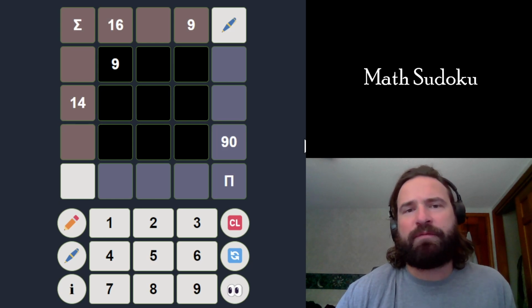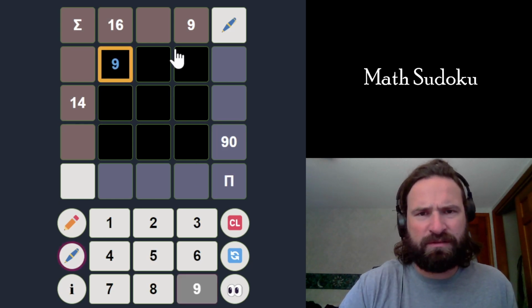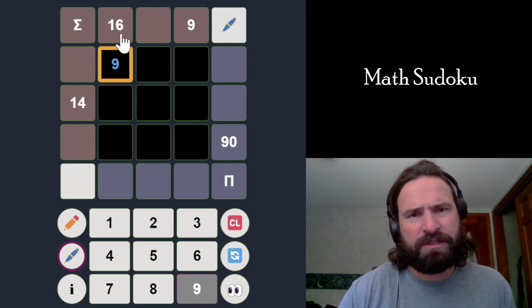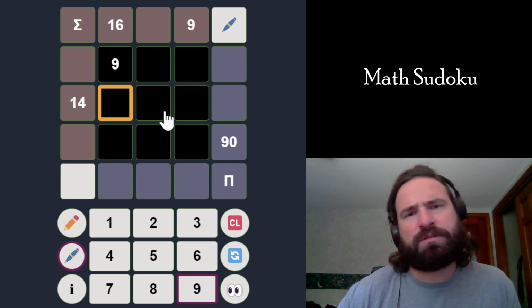Alright, let's smash a Maff Doku. This is the first time I think I've seen... Oh no, I must have put that in. The 9's just there? 9 doesn't go in... Oh, they add to 16. Okay. But yeah, Maff Doku is the Math Sudoku puzzle.